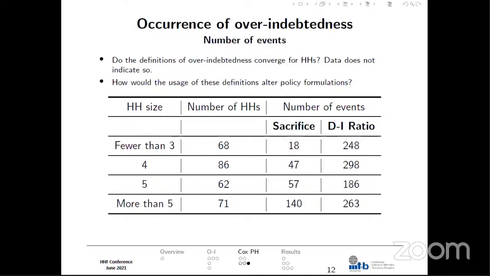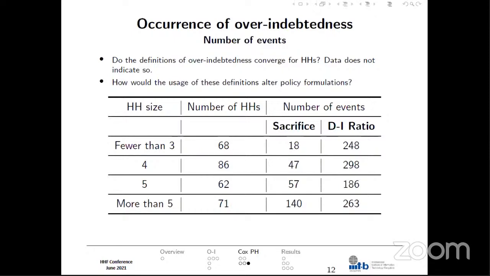Here we have stratified based on household size, and for these households, you can see in the rightmost columns the number of events that have happened. Needless to say, for the debt to income ratio, the number of events is much larger, in fact an order of magnitude higher than the definition of sacrifice. Cumulatively too, there are many more events from the debt to income ratio in contrast with the definition of sacrifice. But even with the definition of sacrifice, we can see that larger households have experienced this event more often than smaller households.